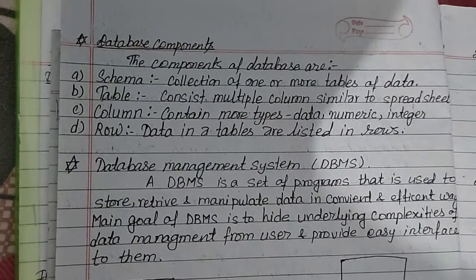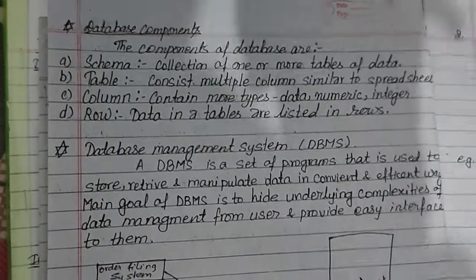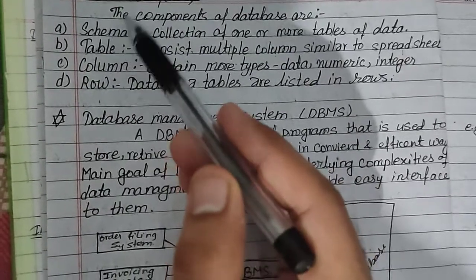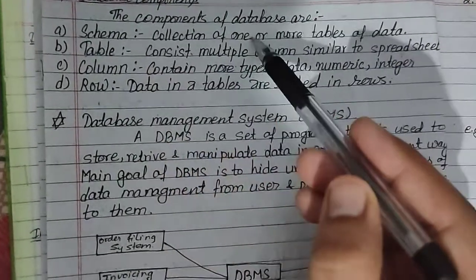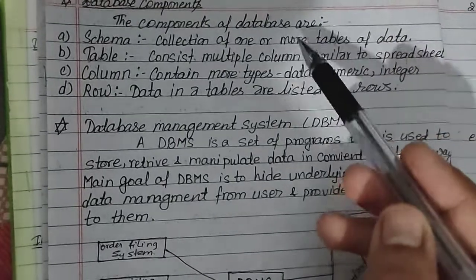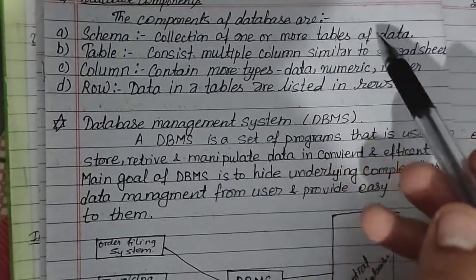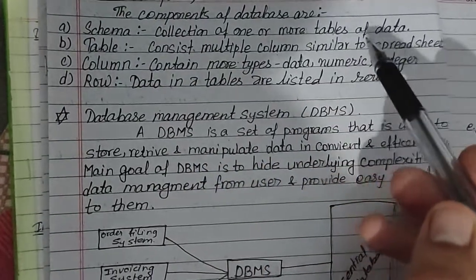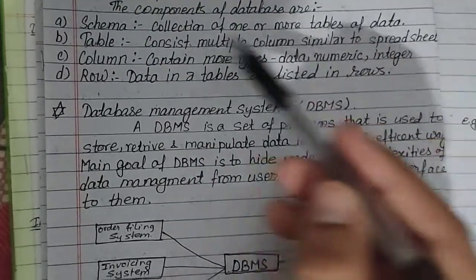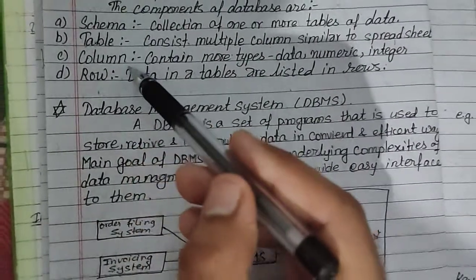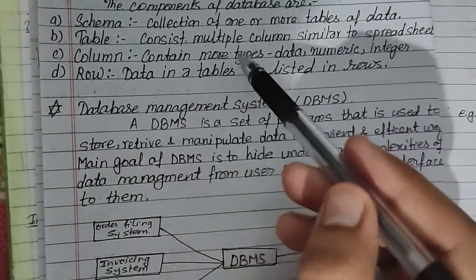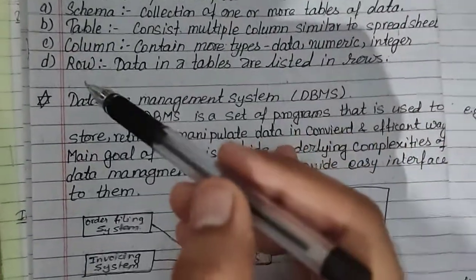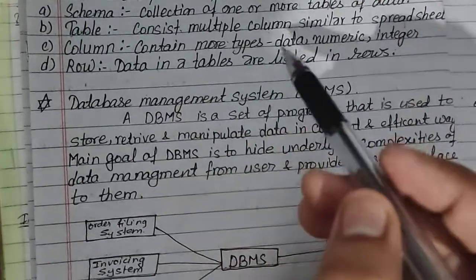But there are some database components, which are schema, table, column, and row. What is a schema? A schema is the collection of one or more tables of data. A table consists of multiple columns, similar to a spreadsheet, MS Access, and so on. A column contains the data of different types, such as date, numeric, integers, and so on. Row: data in a table are listed in the rows.